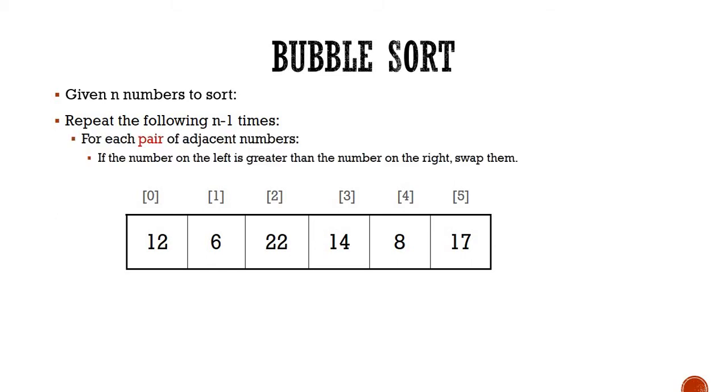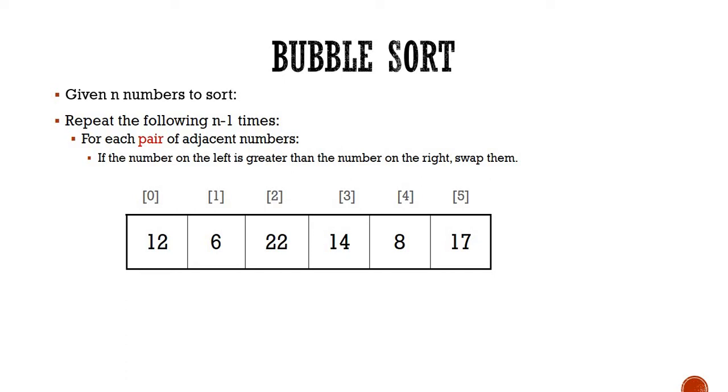For each pair of adjacent numbers, we need to compare the number on the left and the number on the right. I will show you later how we compare the adjacent numbers. If the number on the left is greater than the number on the right, we need to swap them. Let's see, we start with this list. For the first pass, you need to go through 5 comparisons.